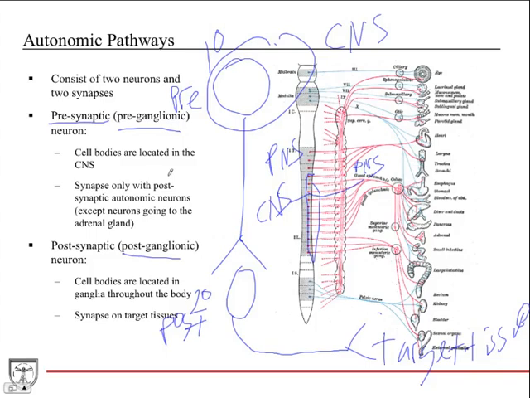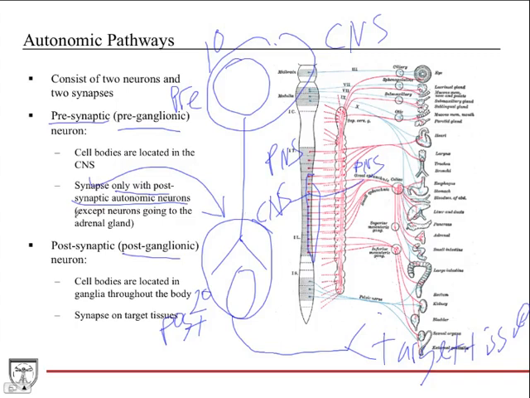Now, the synapses only occur here. So this here is a synapse, okay? So you have one neuron stimulating another neuron. That's a synapse. These are only with postsynaptic autonomic neurons. So an autonomic primary neuron or presynaptic neuron is not going to synapse with a somatic neuron that's innervating a skeletal muscle. It's only going to synapse with other autonomic neurons. And sympathetic neurons are only going to synapse with sympathetic neurons. Parasympathetic neurons are only going to synapse with parasympathetic neurons. There's no crossing of signals.